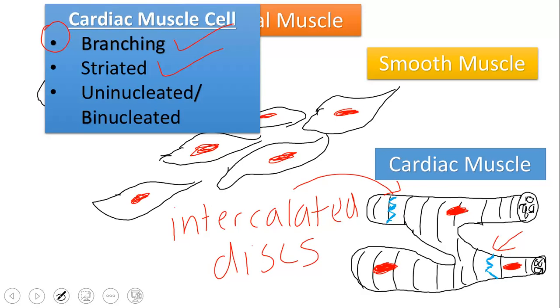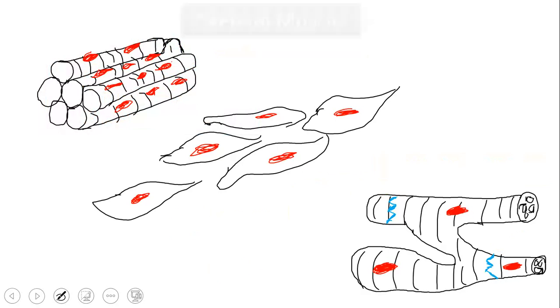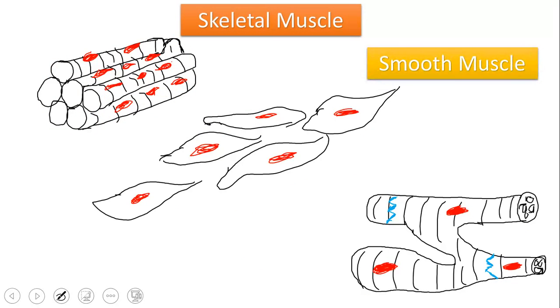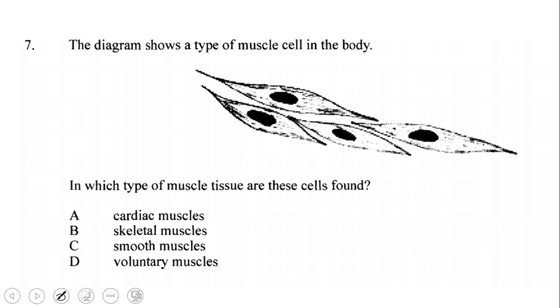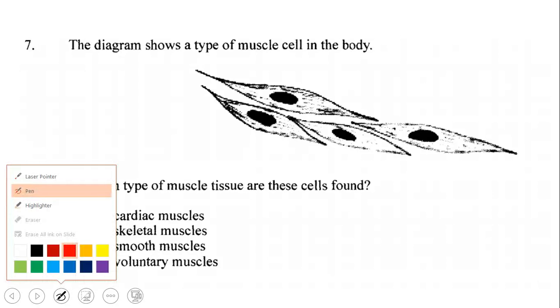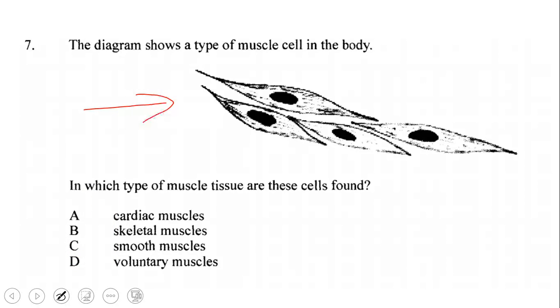Okay, now let's return to the question. So we have skeletal muscle, smooth muscle, and cardiac muscle. Let's go to the question, which states, in which type of muscle tissue are these cells found? Notice the form of the cells in the diagram.